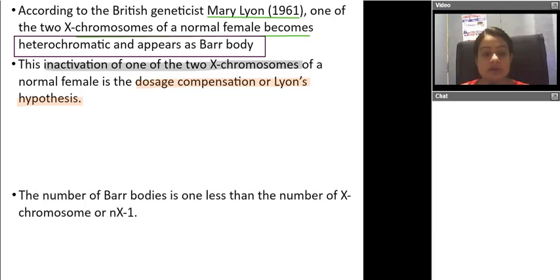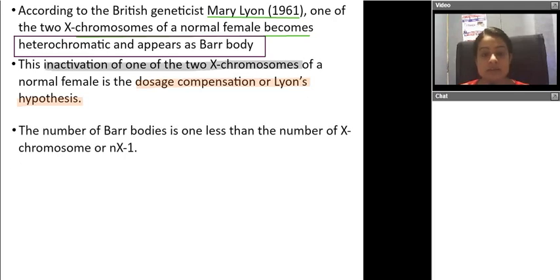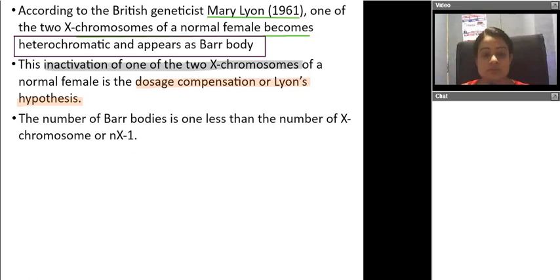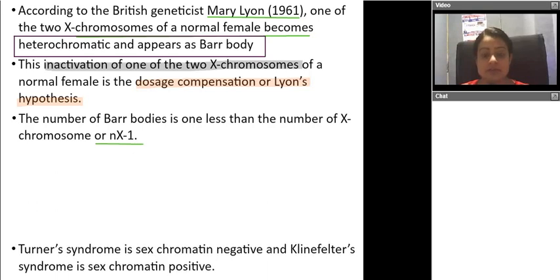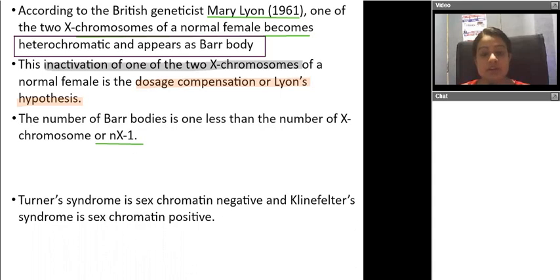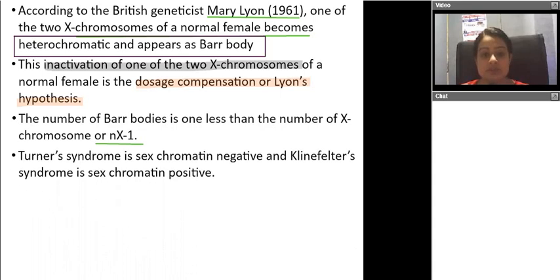The number of Barr bodies is less than the number of X chromosomes, or its number is nX minus 1. So it is 1 less than the number of X chromosomes. In Turner syndrome, there is sex chromatin negative, and in Klinefelter syndrome, the sex chromatin is positive.